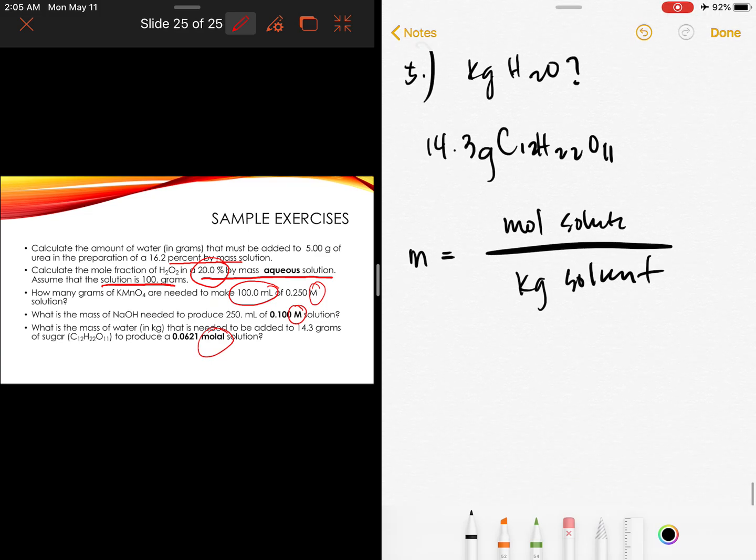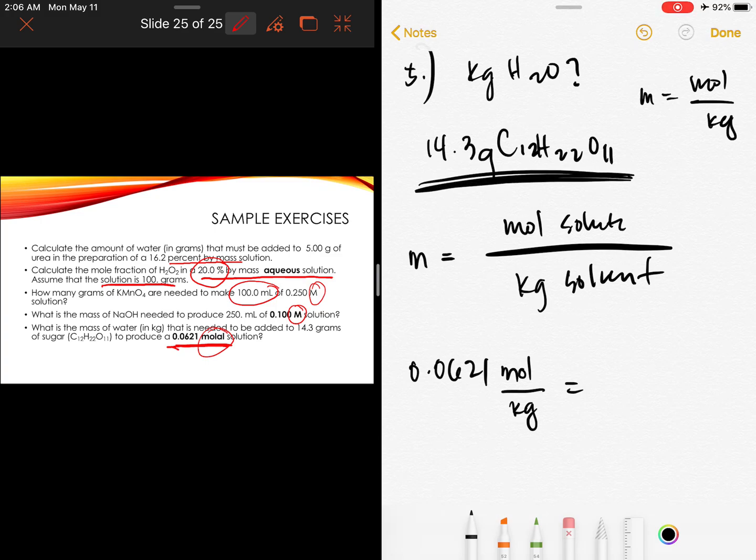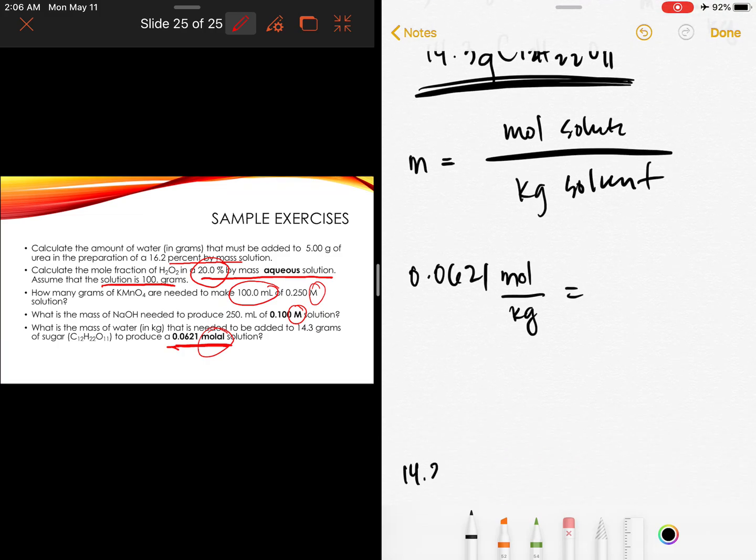So let's try to substitute the values. You have the molality of the solution, which is 0.0621 molal. Molal, or molality, is just mole per kilogram, right? It's equal to the moles of solute. Were you given the moles of your solute? No, you weren't given the moles, but you were given the grams of your solute. So first, let's convert this 14.3 grams of sugar to moles.